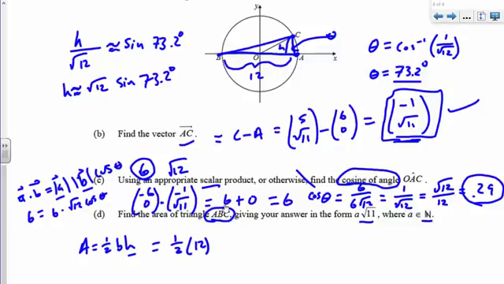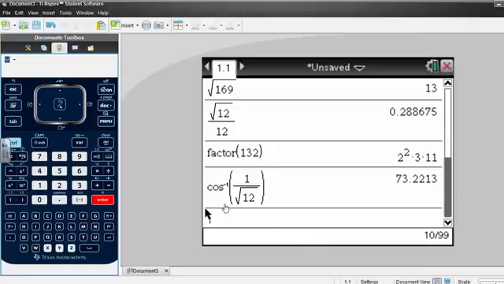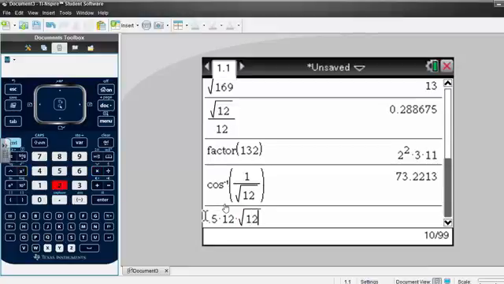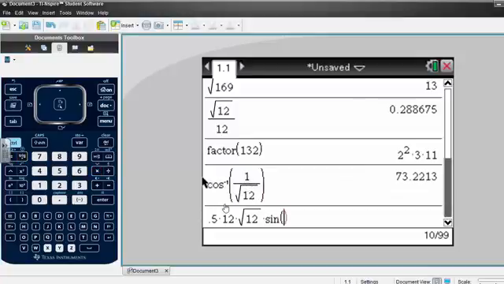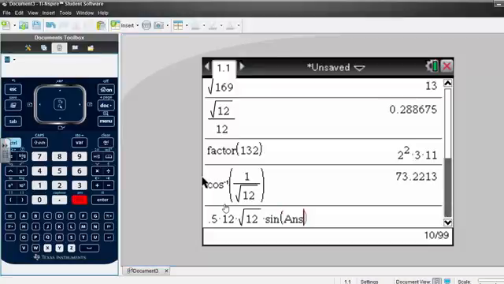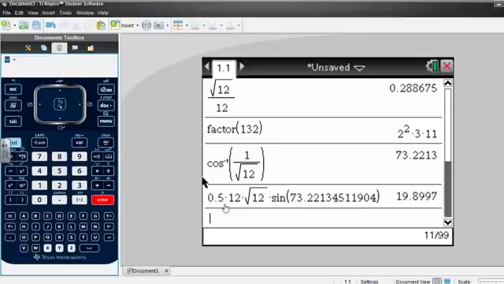And it's basically 1/2 times 12 times root 12 times the sine of 73.2 degrees. So let's get an idea of what that is. We'll say 0.5 times 12 times root 12 times the sine, and we'll just use the previous answer. I'll hit enter. That's about 19.89 and such.